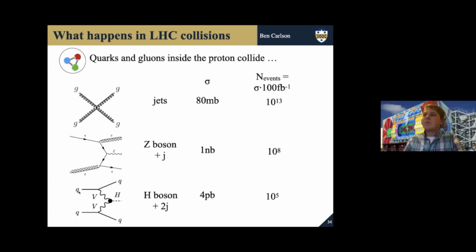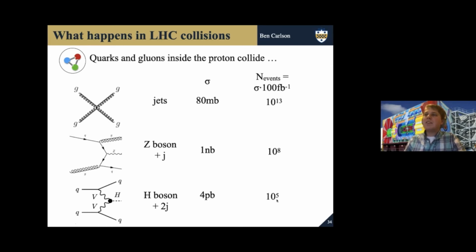It's vector boson fusion. So you have two quarks inside of two protons. Each of them radiates a vector boson and fuses to make a Higgs boson. In the final state, there's a Higgs boson and then two additional quarks. This has a cross-section of 4 picobarns, which, given the luminosity we have, corresponds to about 100,000 events.